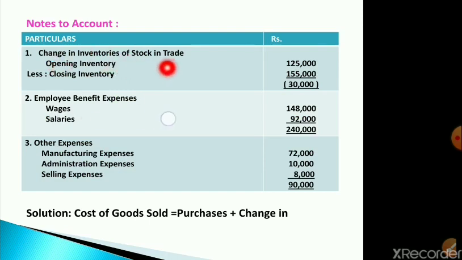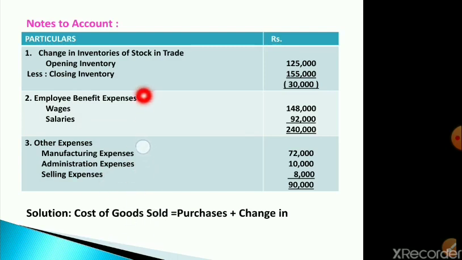Change in inventories of stock in trade, we have opening stock less closing stock, or opening inventory less closing inventory. Number two, we have employee benefit expenses, that is wages and salaries. Other expenses, we have manufacturing expenses, administrative expenses, selling expenses.